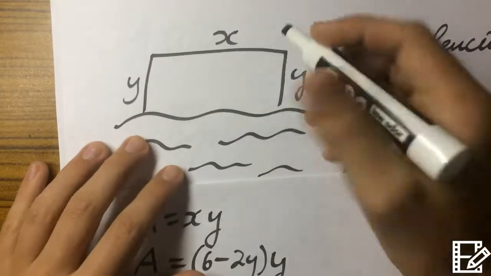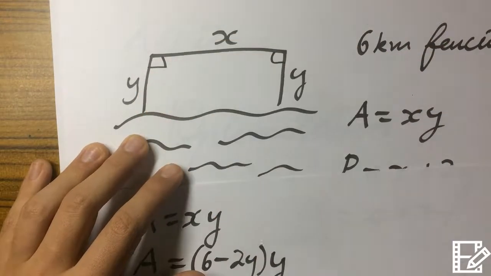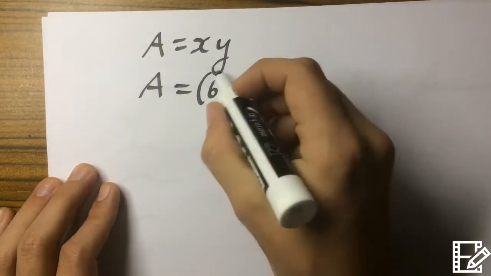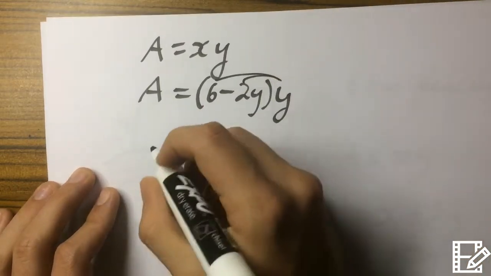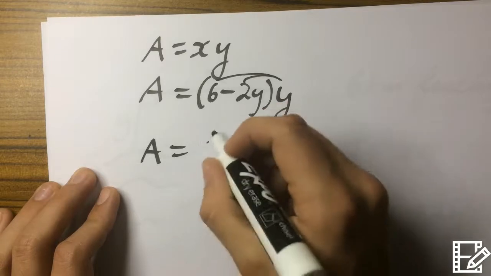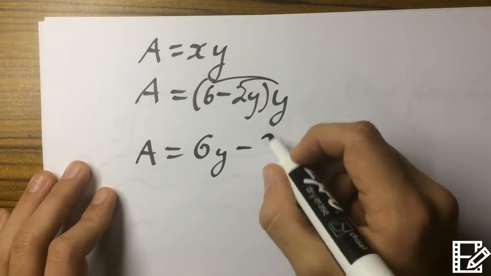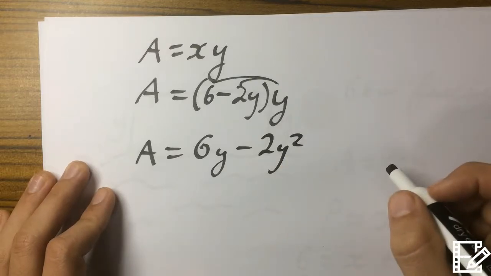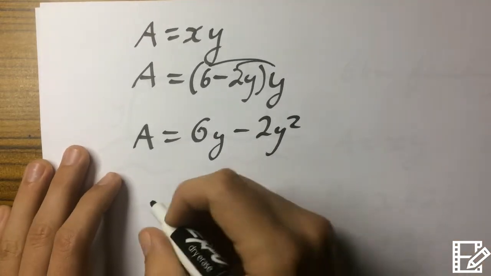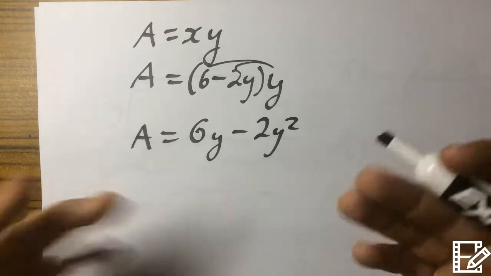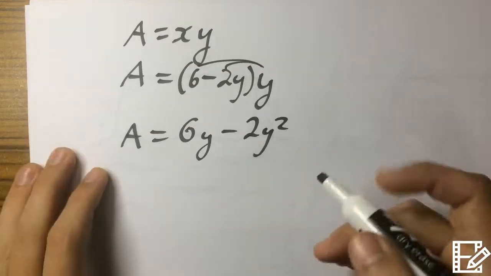I should really draw these up showing the right angles. Anyway, we're going to expand the brackets, and what we're going to get is the area is equal to 6y minus 2y squared. Just like in the previous video, I explained about maximizing the area and how we go about doing that.